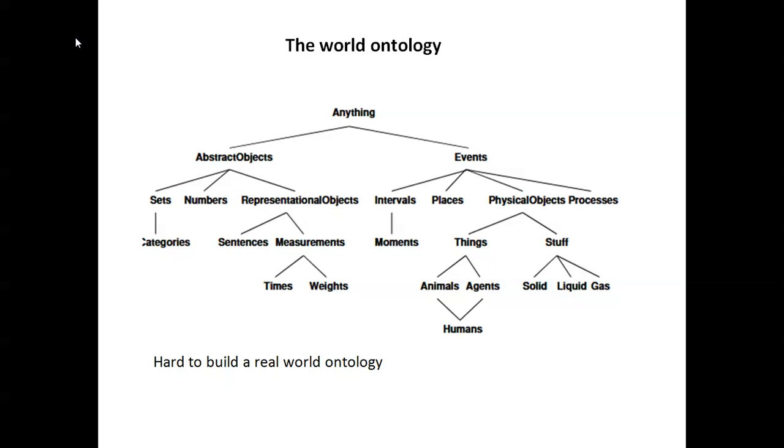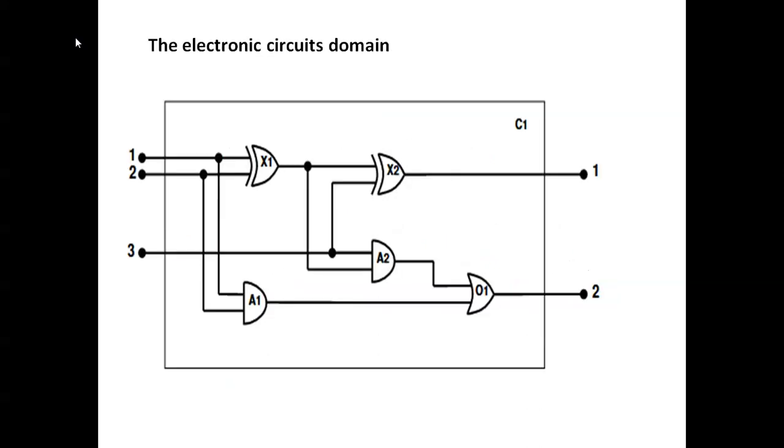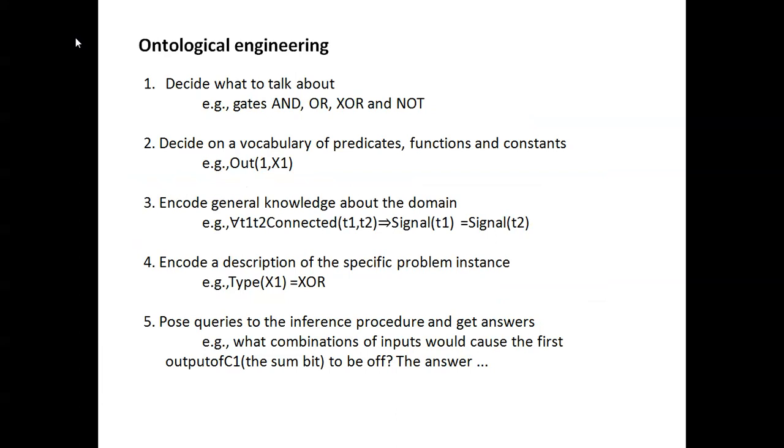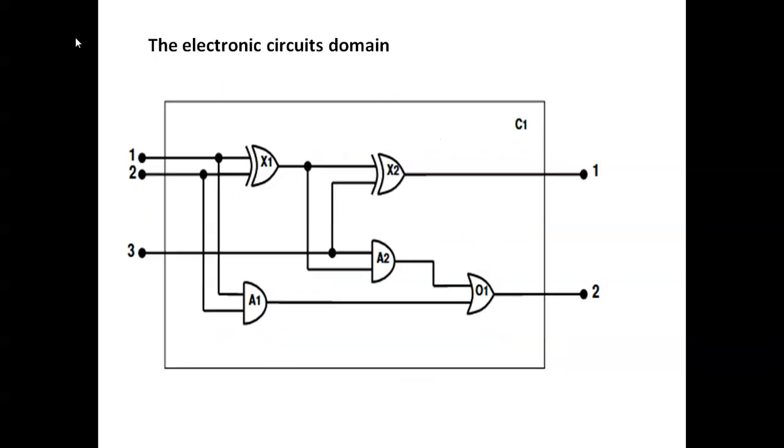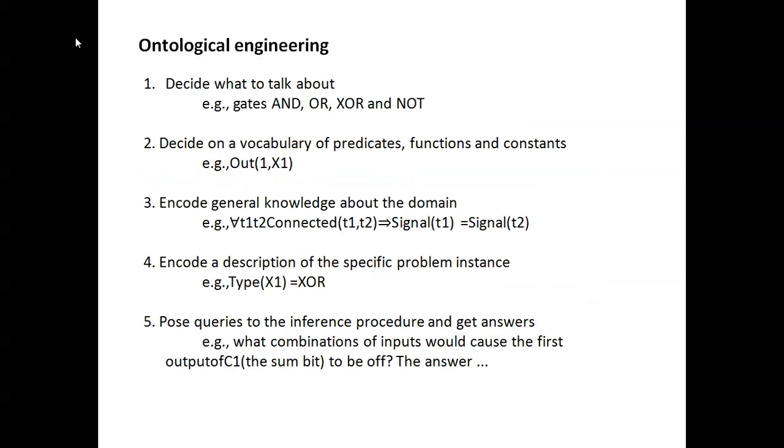It is hard to build a real world ontology, so we have already built one for the electronic circuit domain. There is an ontology of OR gate, AND gate, and so on. This is a full adder circuit. First, decide what to talk about: AND gate, OR gate, XOR gate, NOR gate. That is the first step. Second, decide on the vocabulary of predicates, functions and constants. For example, output 1 and X1. Here X means XOR gate and A means AND gate. So X1 means number one XOR gate, and output 1 means the output obtained from the XOR 2 output.